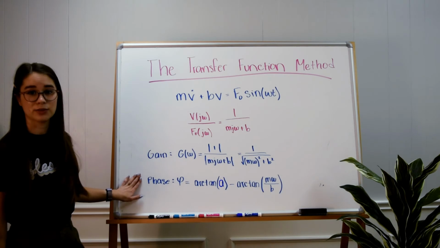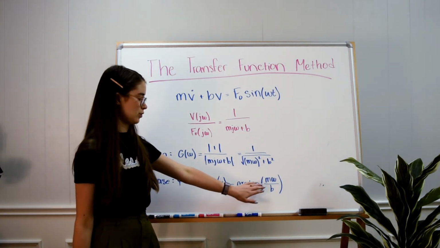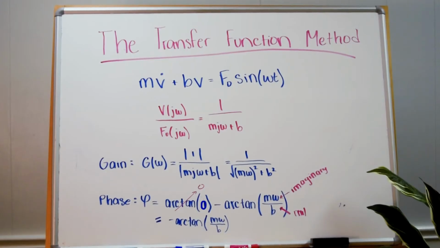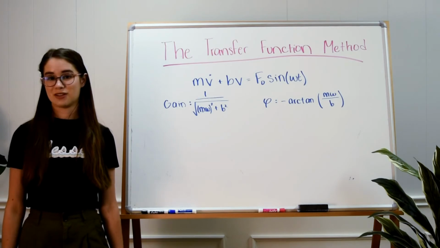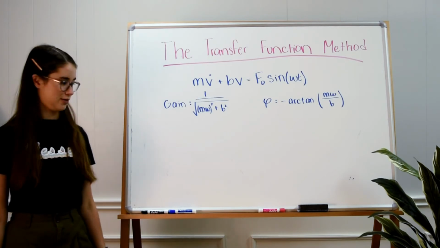And again, we see with phase that we take our numerator minus our denominator, and we find the angle by taking the imaginary components over the real components. So to wrap up this derivation, we can take our gain and phase and plug it back in to find our particular solution.